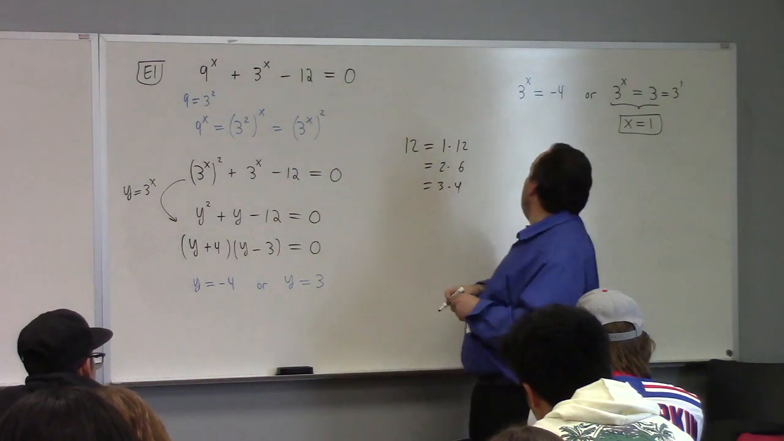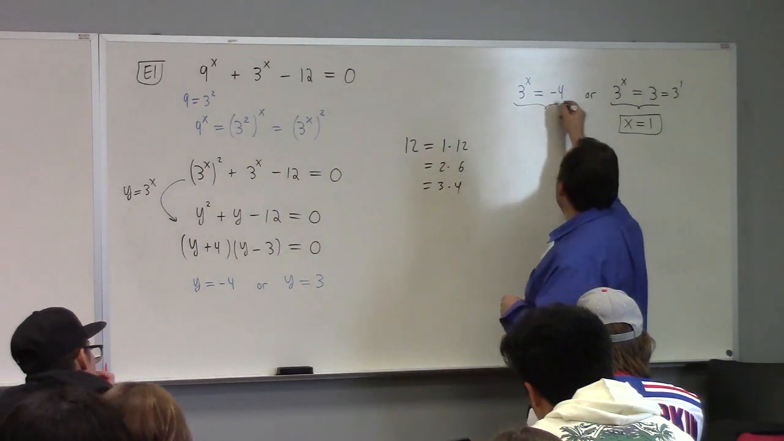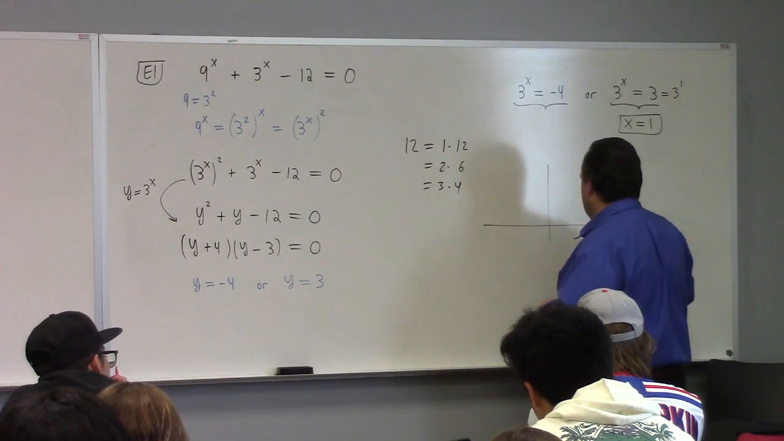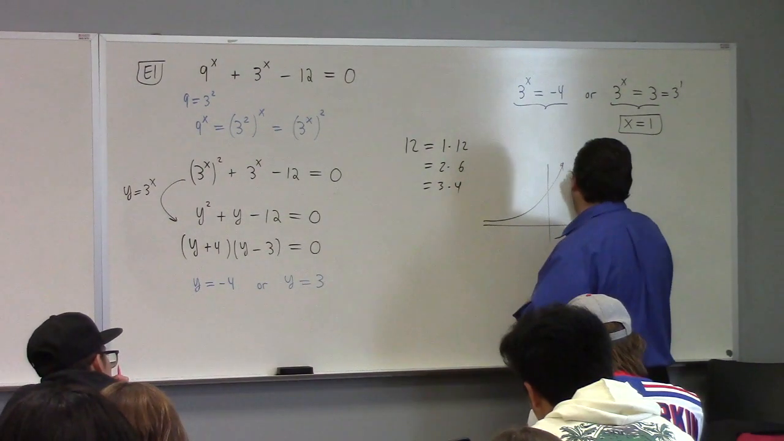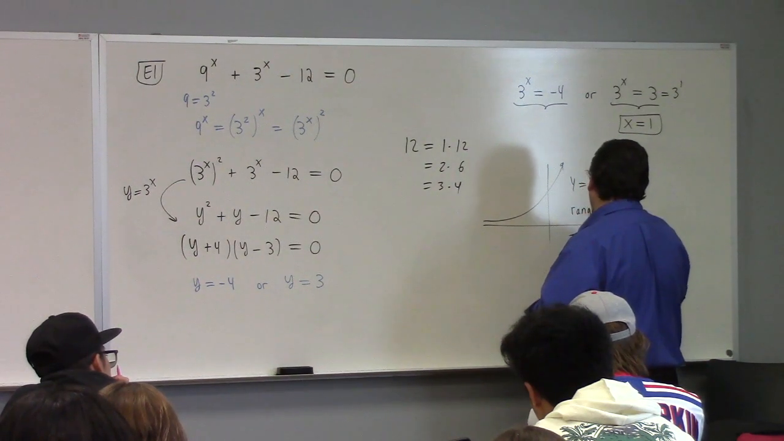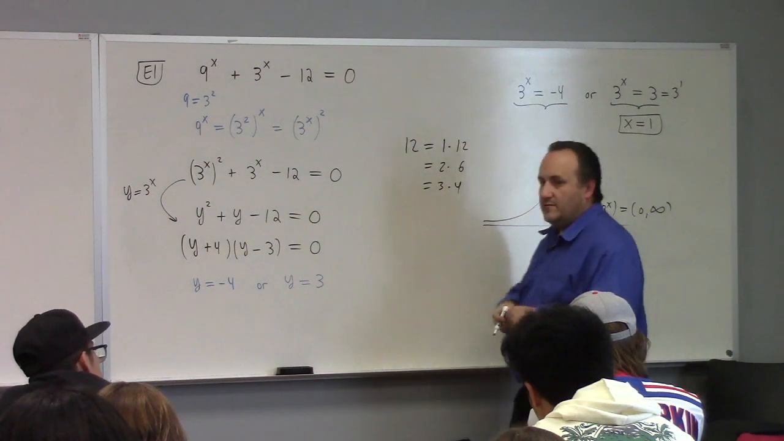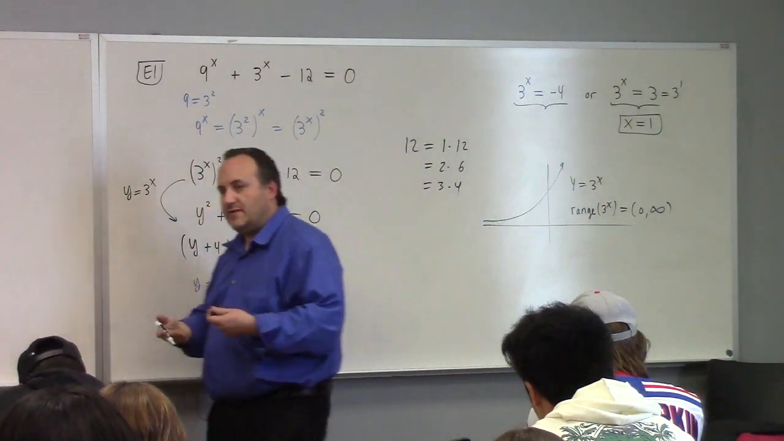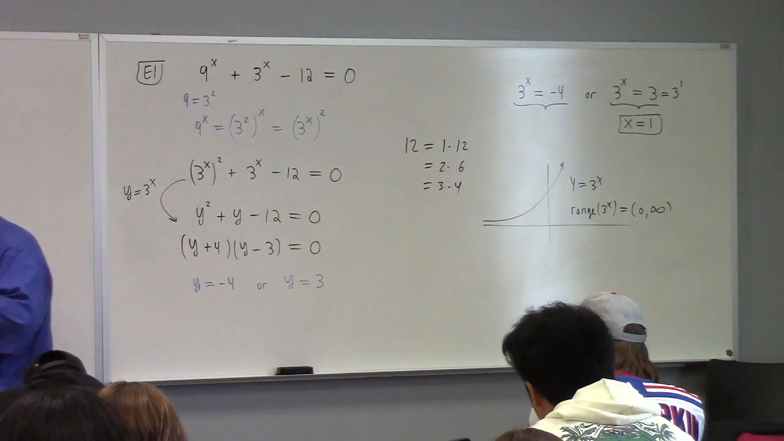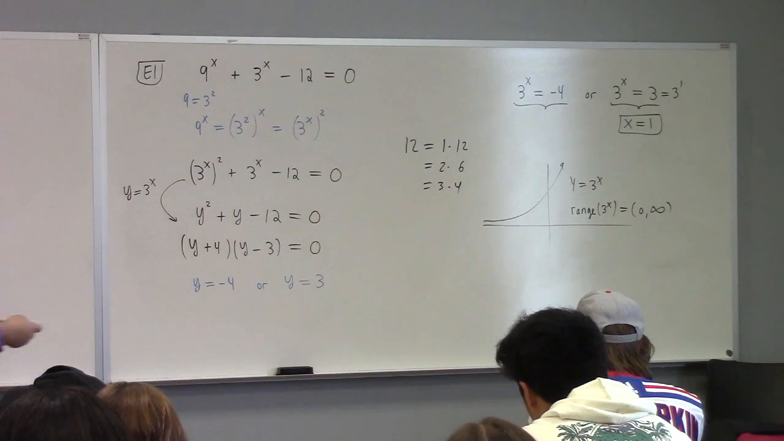How about 3 to the x equals minus 4? Is this possible? Remember what the graph of 3 to the x looks like? It looks like that, right? So the range of 3 to the x is what? Remember, it's 0 to infinity. You cannot have 3 to the x equals minus 4. It's impossible. So the answer to that one is no solution.